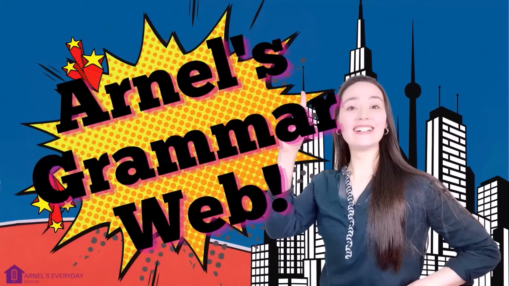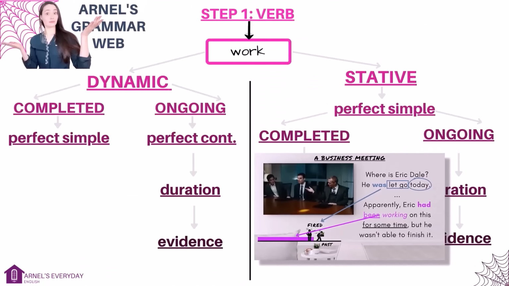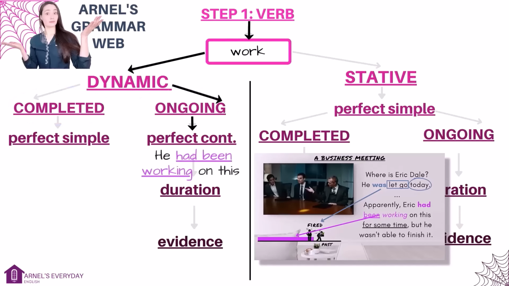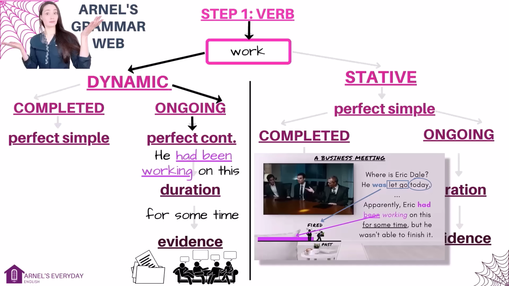Arnel's grammar web. Verb, work. Work is dynamic. Was it completed or ongoing? Well, ongoing because he was still working on it when he got fired. Duration, for some time. And evidence, records, talking to Eric, etc.